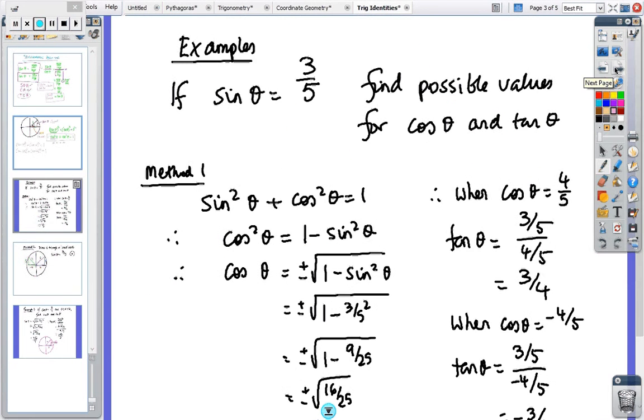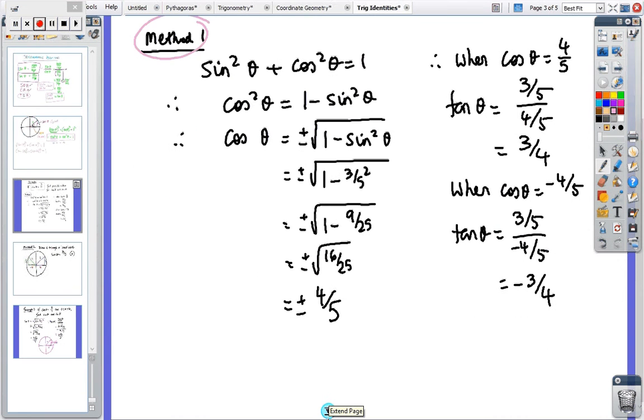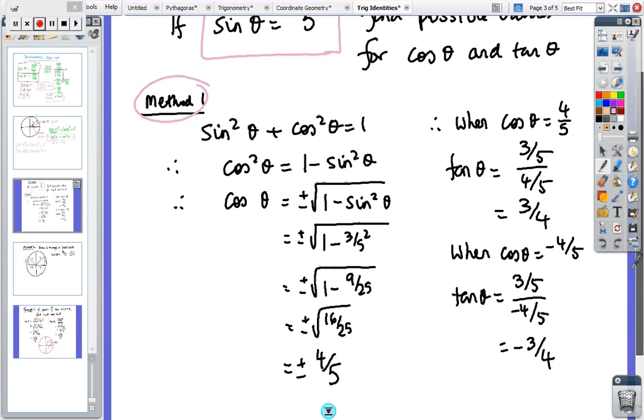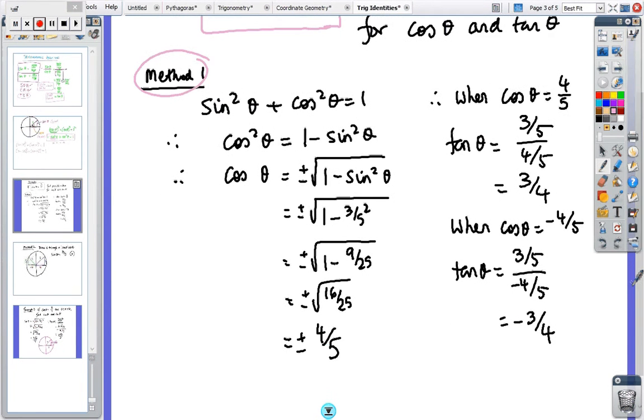Okay, so here's one where you get one of the ratios, sine or cos. You don't normally get tan, but normally you get sine or cos, and you have to find the other ones. So I'm going to show you two methods. One method is using the identity that we've just done, and the second one is using a diagram. So we've got sine theta is 3/5. So I'll just write that down again. So sine theta equals 3/5.